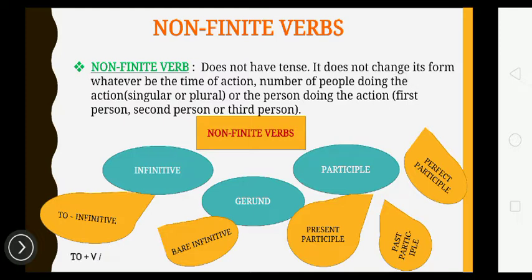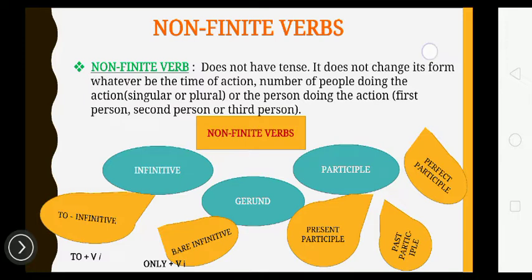Now let us talk about the infinitive. I have already told you that infinitive means first form of the verb, and when we divide it into further sections, that are to infinitive and bare infinitive, then in to infinitive the structure we are going to find is to plus first form of the verb. And when we talk about the bare infinitive, we are going to find only one verb. Okay, bare means only, so you are going to find only one verb, that is first form of the verb.